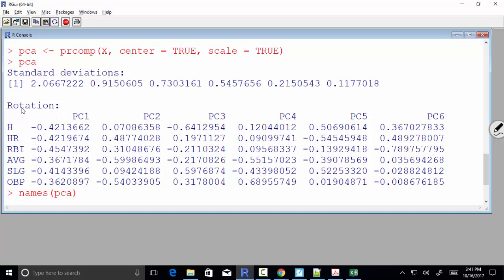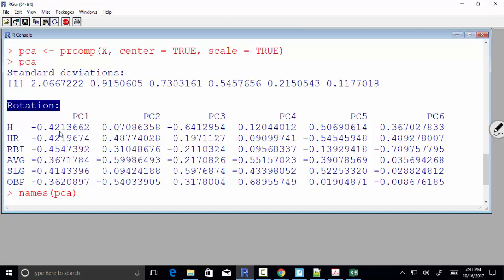The other thing it showed us is this thing called rotation, which is a poor choice of words, I think. Anyway, it is a matrix. When we do PCA, we get 2 pieces of information. One has to do with the variance of the PCs, which we can use to say what proportion of variance is explained by each PC. And the second is the matrix of eigenvectors.